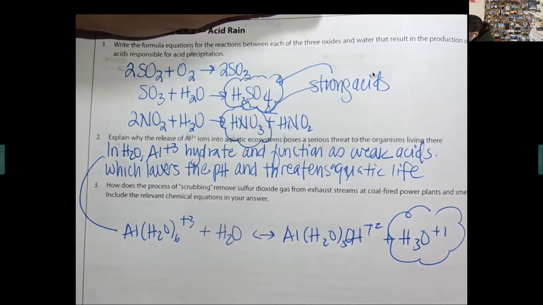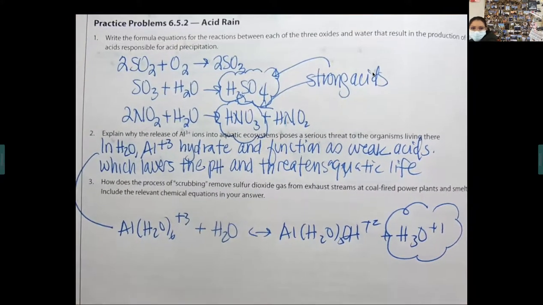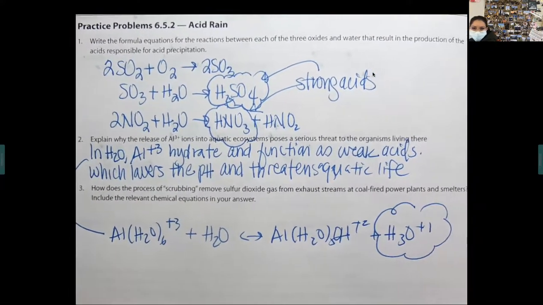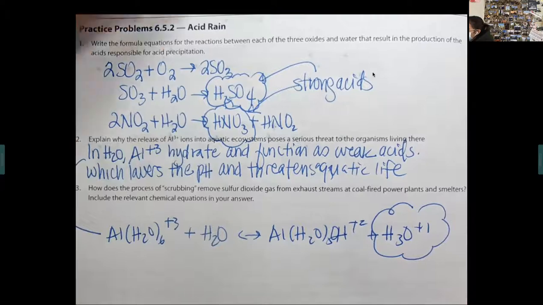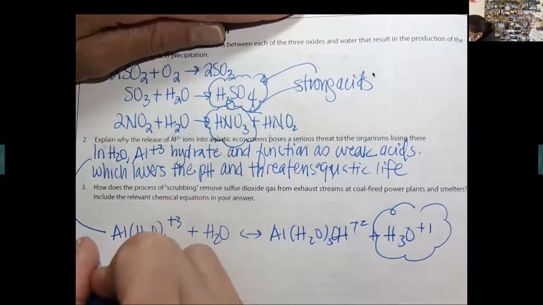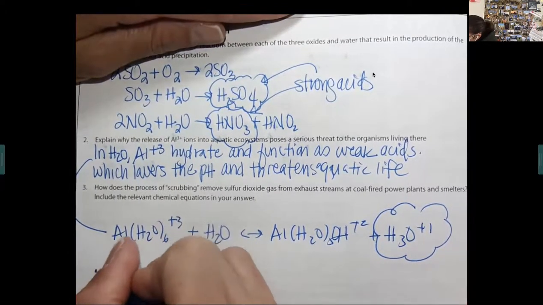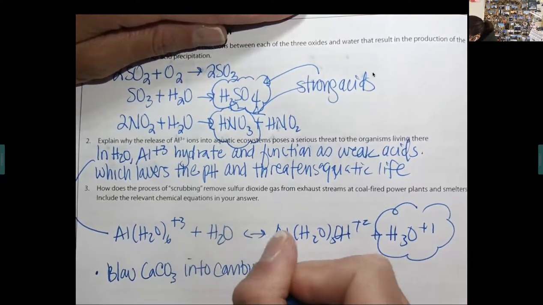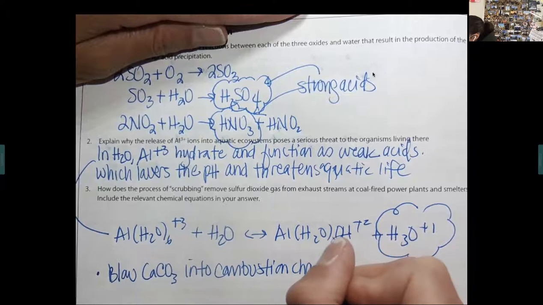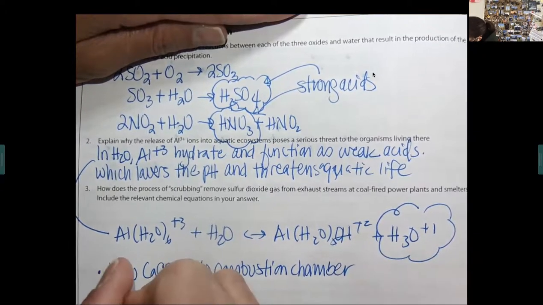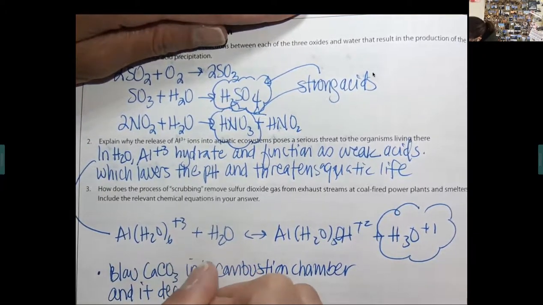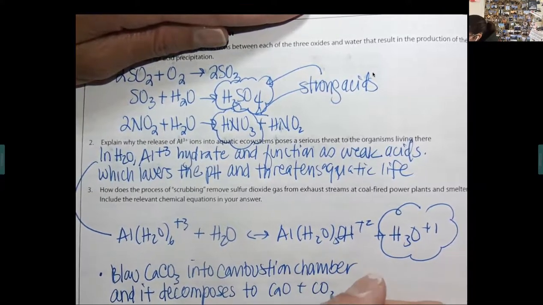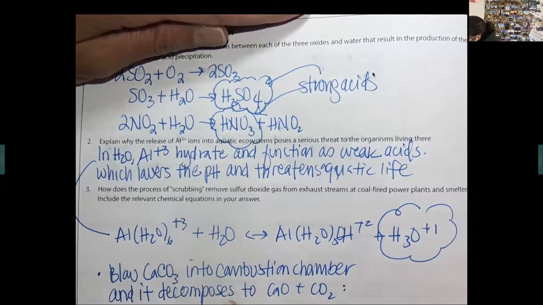Number 3, how does the process of scrubbing remove sulfur dioxide gas from exhaust systems at coal-fired power plants and smelters? Include the relevant chemical equations. So this is where you're going to blow calcium carbonate into the combustion chamber. And it decomposes to calcium oxide and carbon dioxide. So this looks like this.